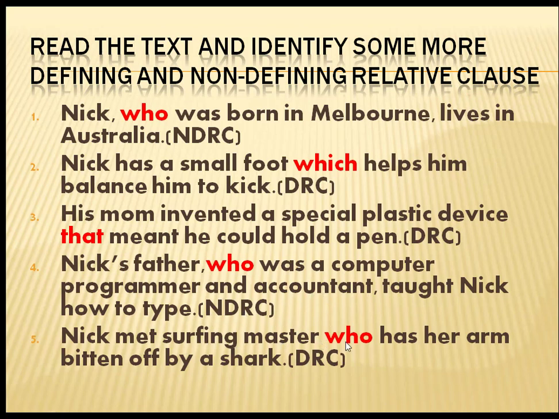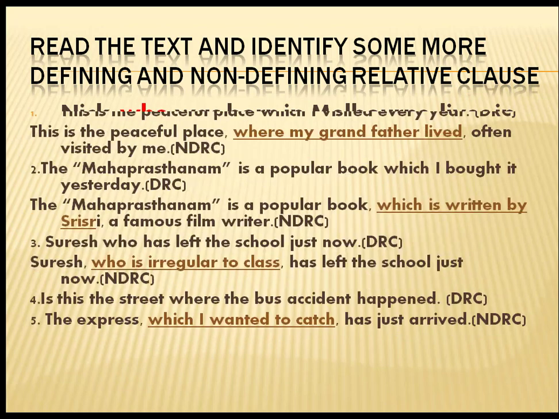Nick met a surfing master who has her arm bitten off by a shark. Defining relative clause. There are no commas. Nick met a surfing master means which master? Who has her arm bitten off by a shark. This is the defining relative clause. The surfing master must be defined in the sentence to get the complete meaning of this sentence.